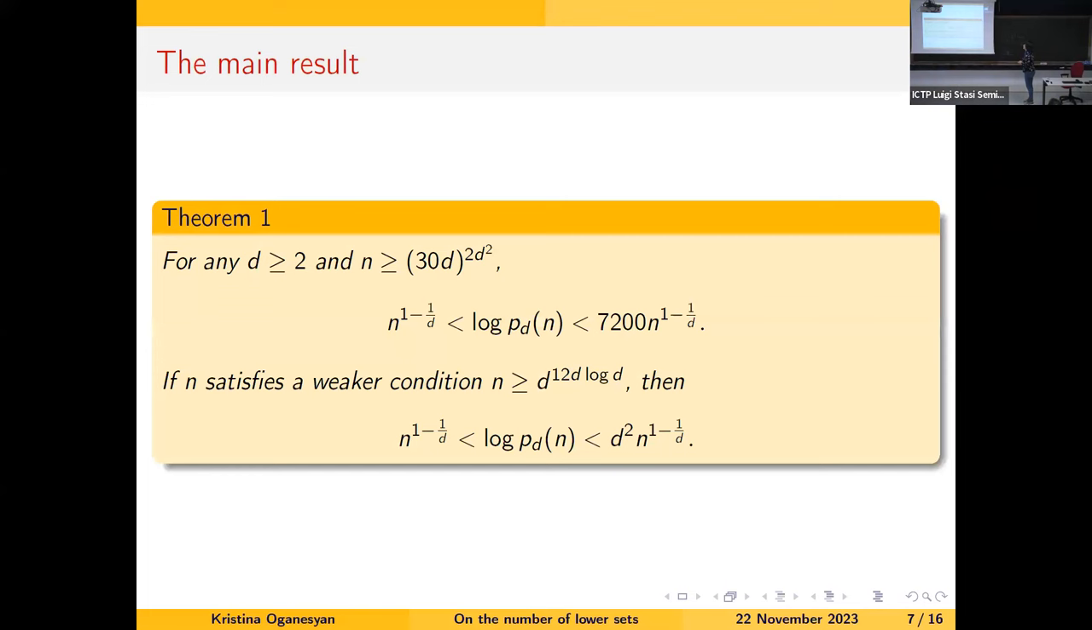So the main result I will be talking about today is this one. Once you have n being d to the power d squared, you can obtain that the logarithm of P_d is, up to an absolute constant, n to the power 1 minus 1 over d. And if for some reason you want to relax this condition to d to the power d logarithm d, then you can put here an additional d squared.